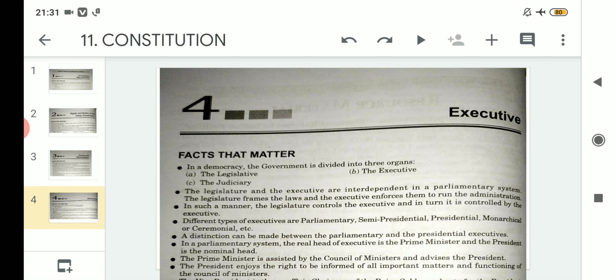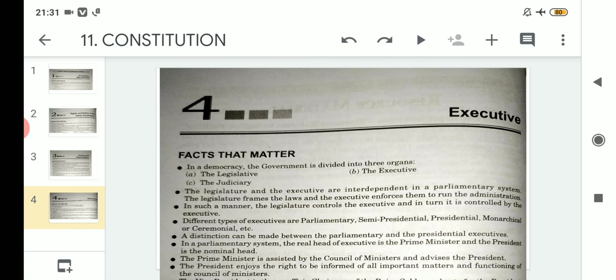That means they check the developmental progress of the three organs, and in the other way they also work independently so that all the work related to these three organs can go smoothly. So in a democracy the government is divided into three organs, namely the legislative, the executive and the judiciary.